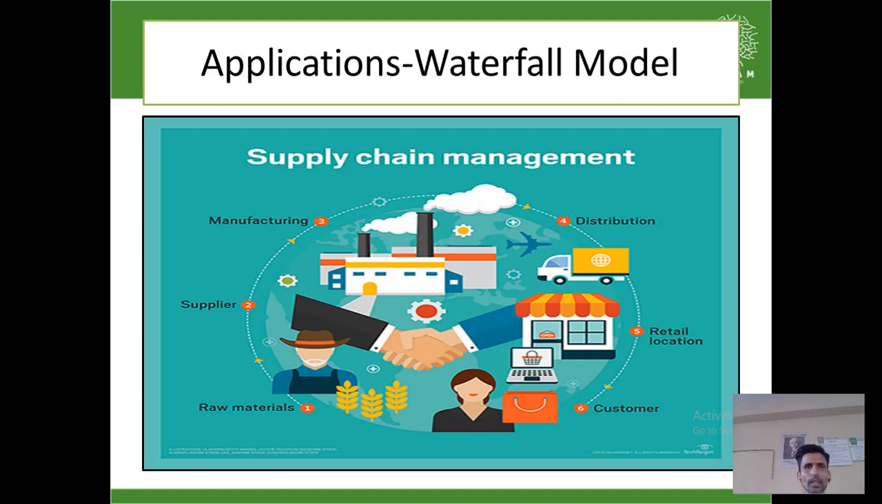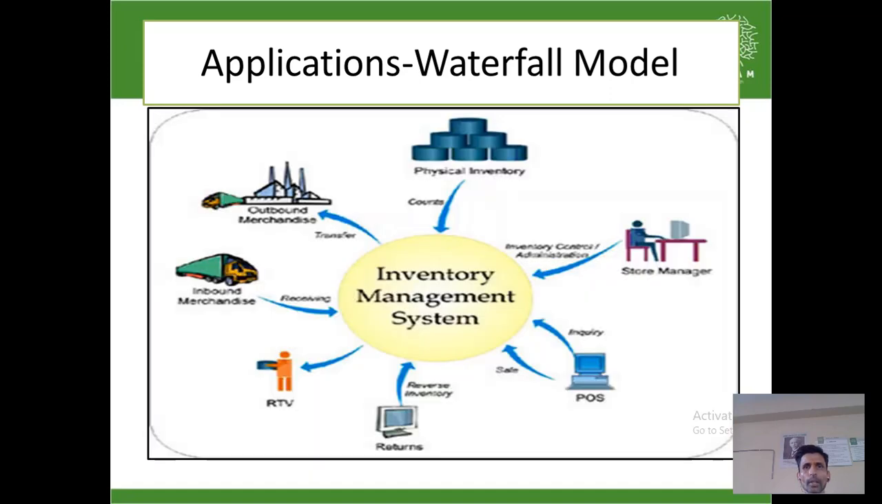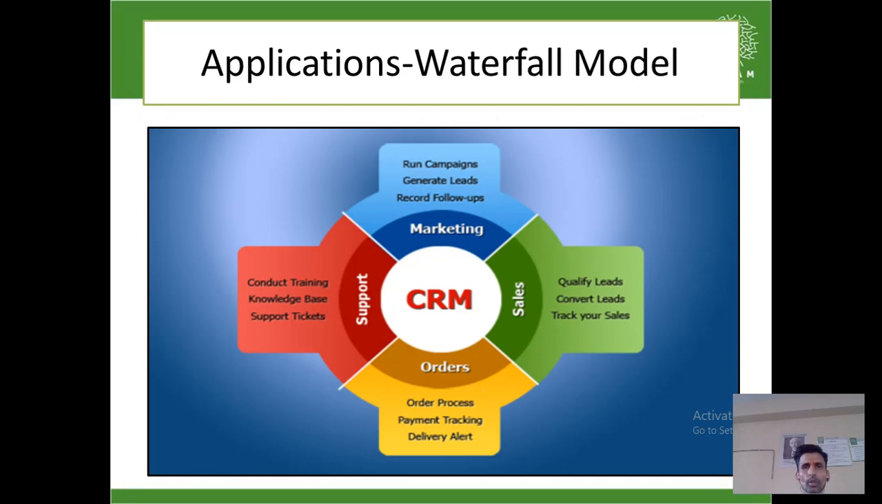Supply chain management covers manufacturing, distribution, retail, location, customers, raw materials, and suppliers. Inventory management is also an application developed with the waterfall model. Customer relationship management, marketing, sales, orders, and support are all applicable here.